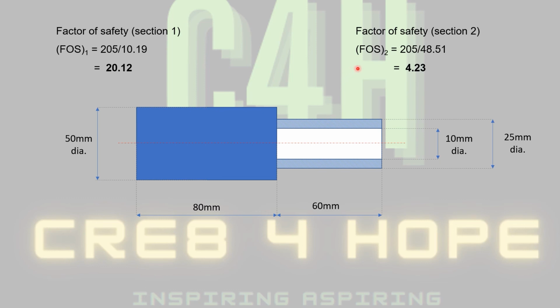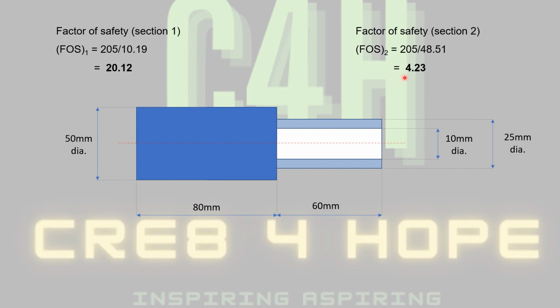So we do likewise for section 2. The fail limit, 205 MPa, divided by the predicted stress of 48.51 MPa, gives a safety factor of 4.23. So the good news is the safety factor is greater than 1. Thus, when the load is taken off, there won't be any plastic deformation. But again, it's subject to the amount of time that the material is enduring that particular force.